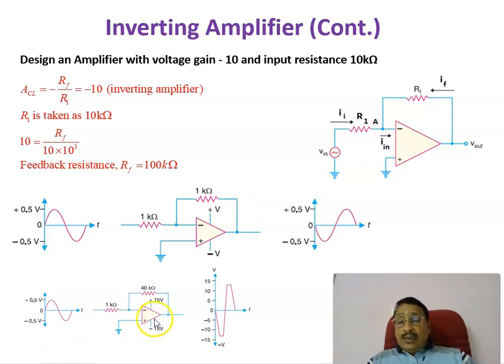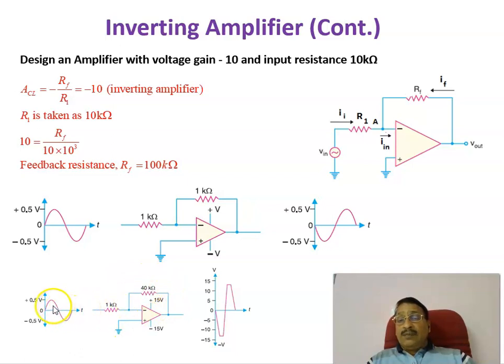Now in this example, you can see an op amp with a feedback resistance of 40 kilo ohms and an input resistance equal to 1 kilo ohm. Therefore, if you calculate the gain RF by R1, it is equal to 40. The input voltage is plus 0.5 on the positive side and minus 0.5 on the negative side. If it is amplified with this gain, the gain is 40 divided by 1, so minus 40 is the gain.